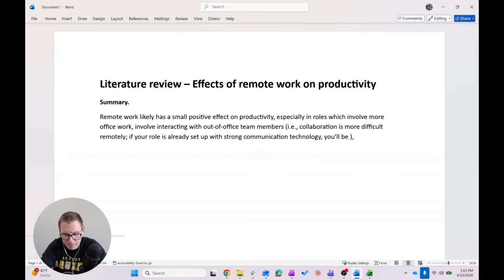This is pretty raw, but I have to tell you, this is how I would tackle this. I would write out my key synthesis here, and then, like I said, I'm putting it into Claude and cleaning it up. If your role is already set up with strong communication, you'll be in a position. So, what am I saying here?